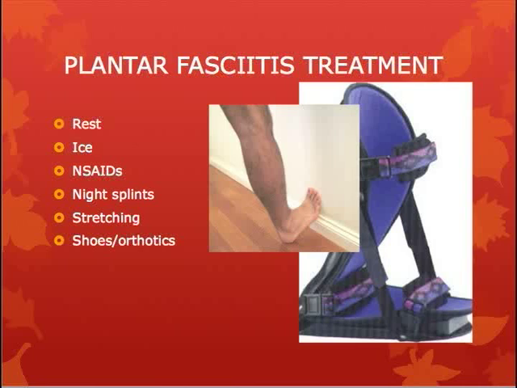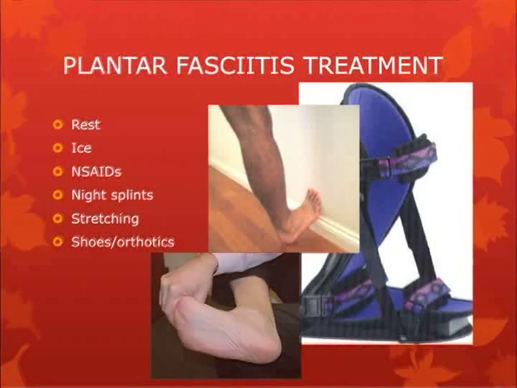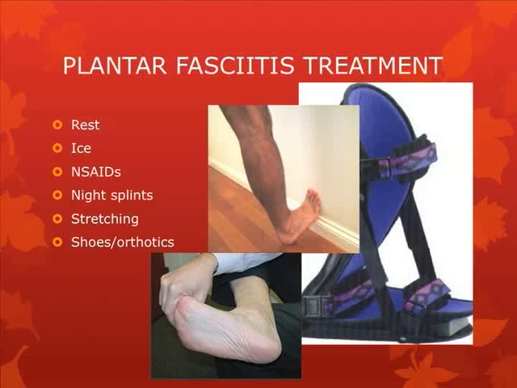That's a pretty common one, and you can stretch into that as well. And then, of course, shoes, and in some cases we even need some kind of orthotic, some kind of insert into the shoe, which can be as easy as just a padded heel cup or as complex as some custom orthotics, just depending on the severity or whether or not there are other factors at play. And so this is just another example of stretching.